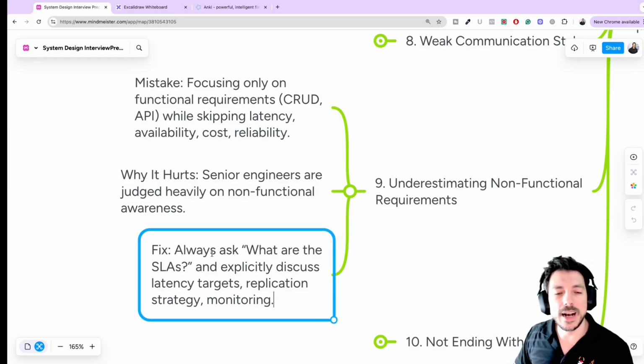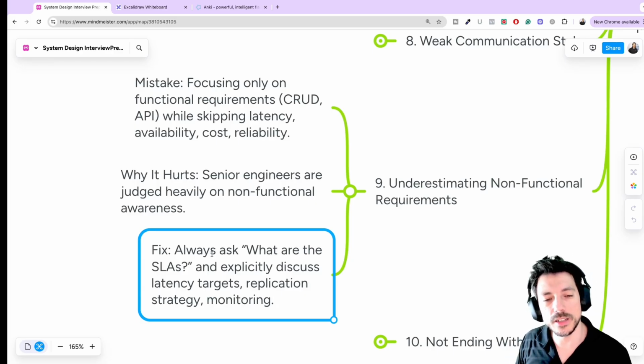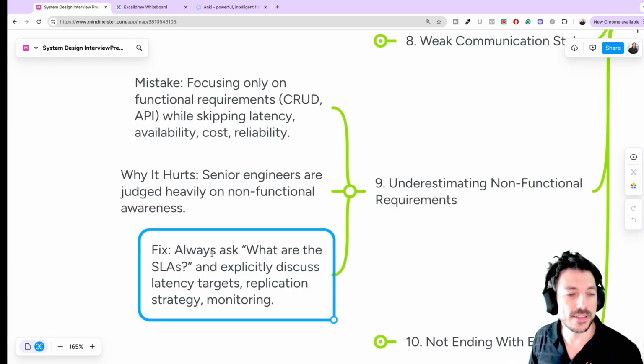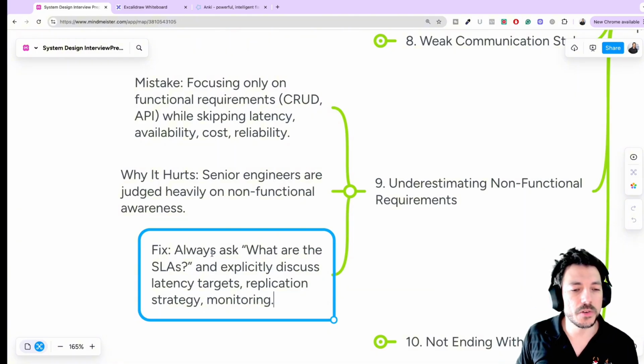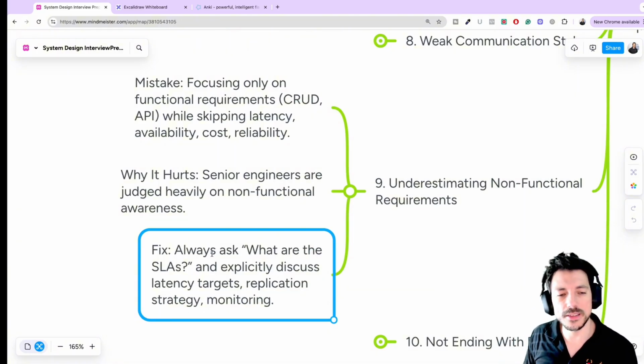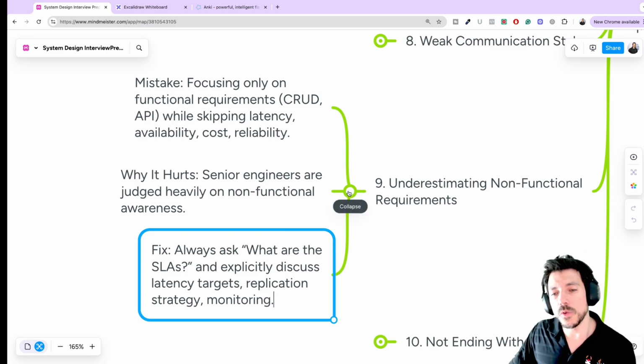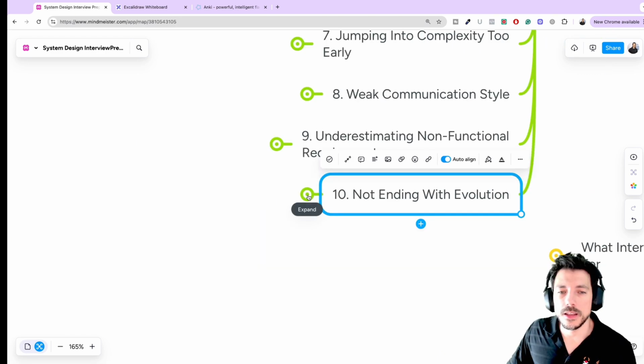So always ask questions about SLAs. Ask the interviewer, what are the SLAs, which is a service level agreement, right? What is the user expecting from that? And explicitly discuss latency targets, replication targets, and monitoring. All of those things will show that you are a senior software engineer.